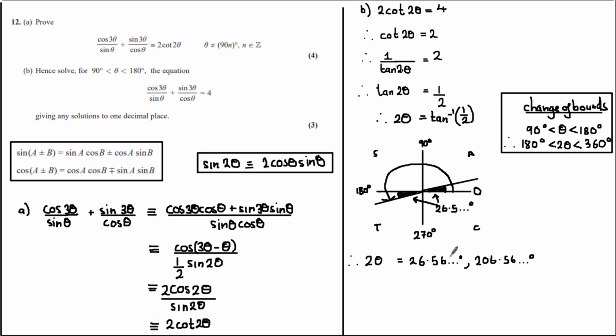So now if we investigate our principal solutions, the only solution that falls within this range is this one here. So since 2 theta is equal to 206.56 and so on, therefore theta is equal to 206.56 and so on divided by 2, which is equal to 103.28 and so on degrees. And as we've been asked to round the solution to 1 decimal place, the final answer is that theta is equal to 103.3 degrees to 1 decimal place.